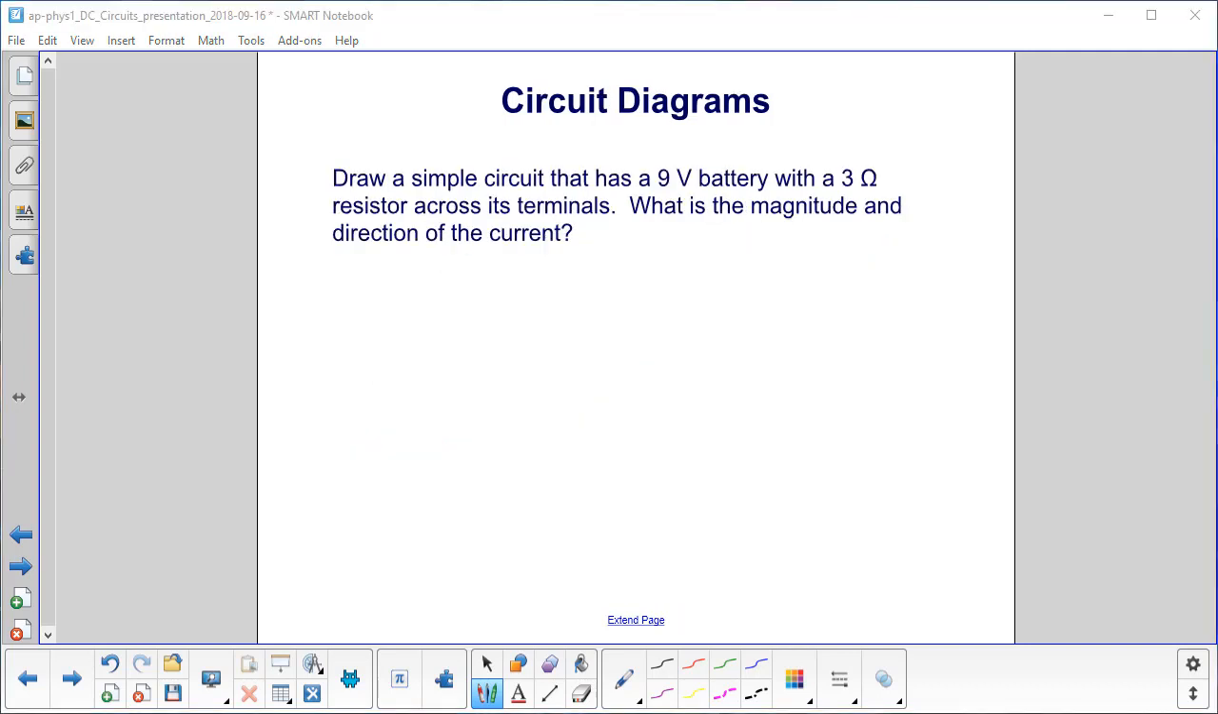Please draw a simple circuit that has a 9-volt battery and a 3-ohm resistor. What is the magnitude and direction of the current? Try it out here, and when you're ready, go to the next slide.